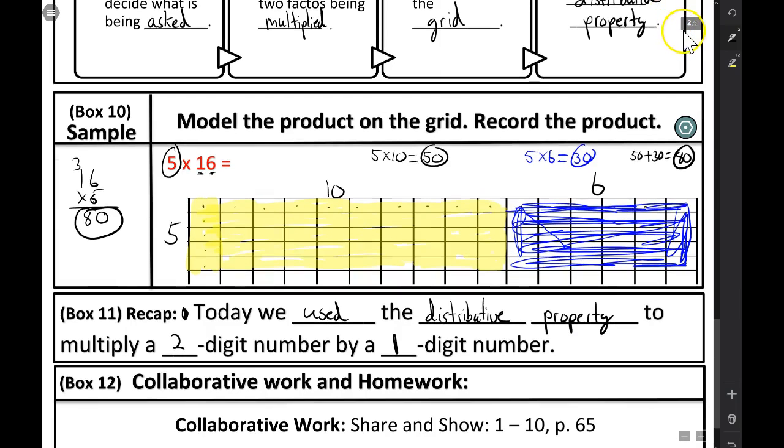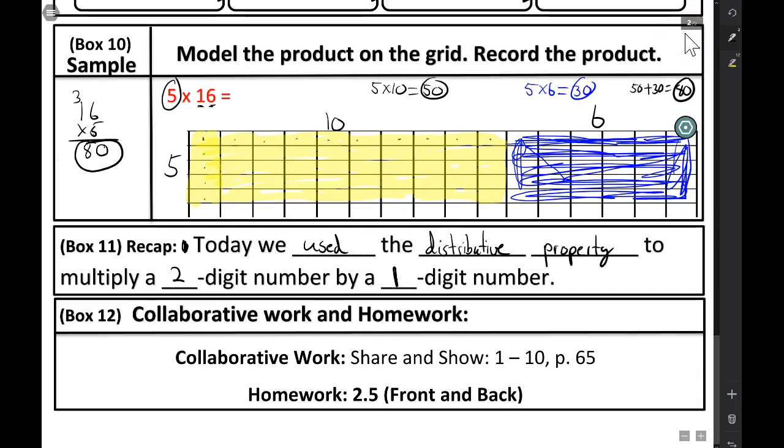Going on, box 12, your collaborative work and homework. For your collaborative work, I want you to focus on the share and show problems 1 through 10 on page 65. For your homework, you are to do 2.5 front and back. And if I forget to give you grid paper, please let me know in class. But otherwise, thank you so much for following along in today's lesson. I know it was a tough lesson, but like I said, you can always ask me if you have any questions. Thanks.